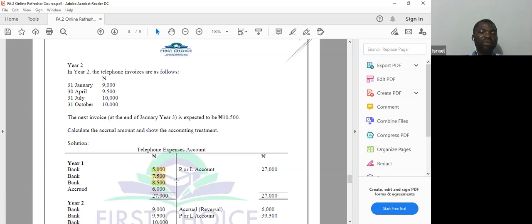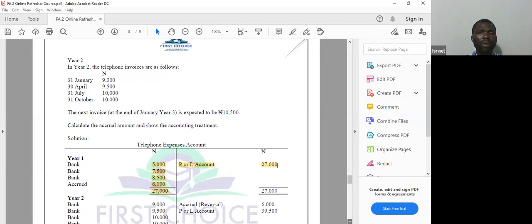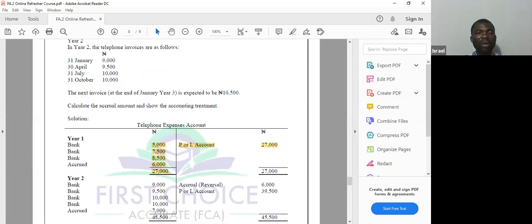So now after you have done your year one, the next thing is to write it off. We normally balance the account down to the profit or loss account. That's why we have it there. Then we have balanced it. Remember, an expense account does not have an opening balance. So let's move on to the other parts.